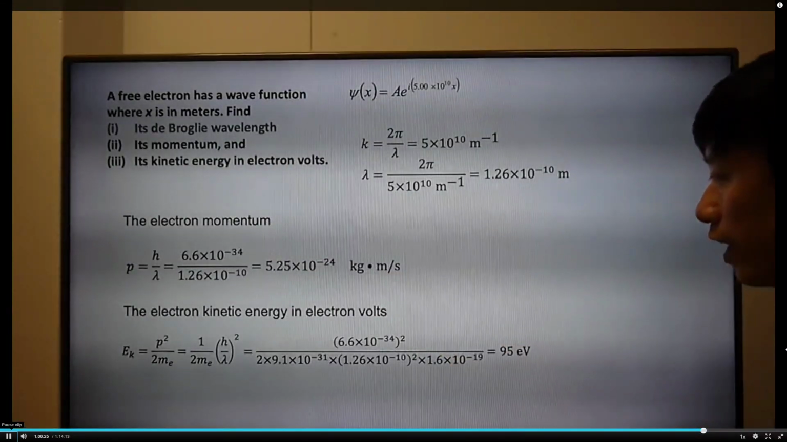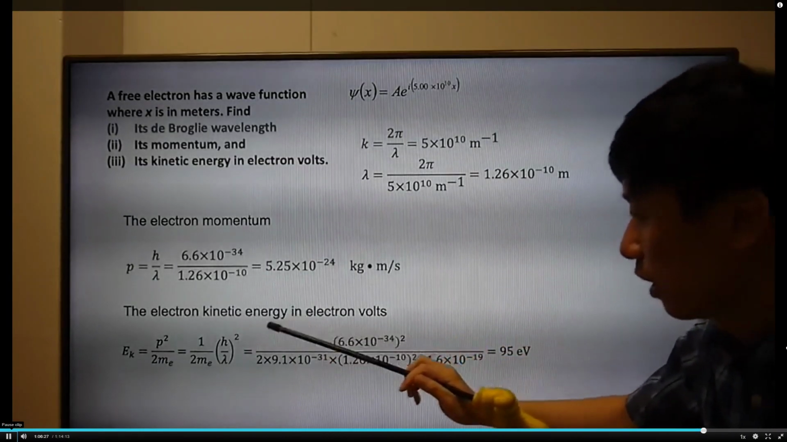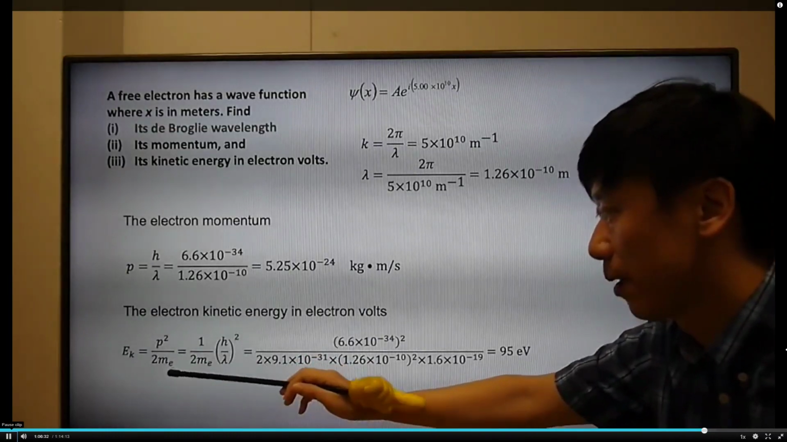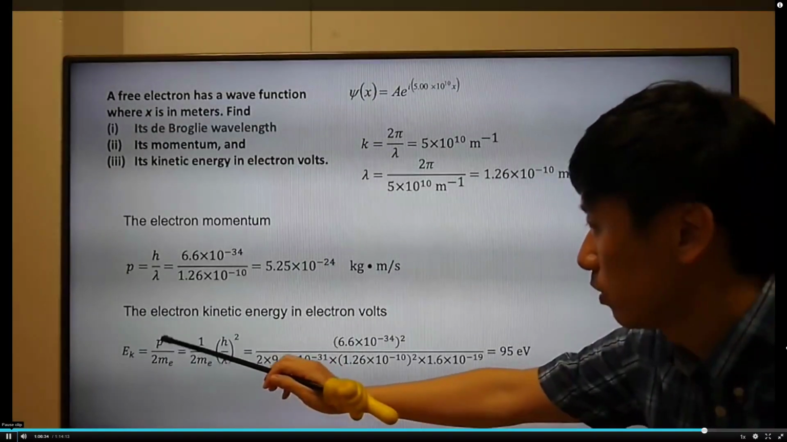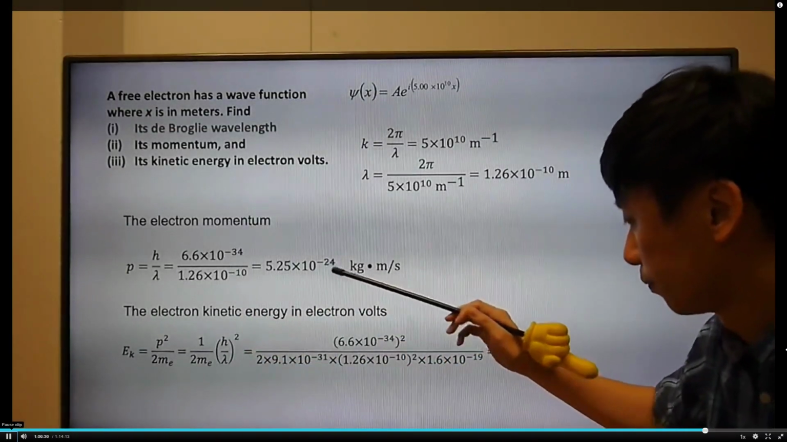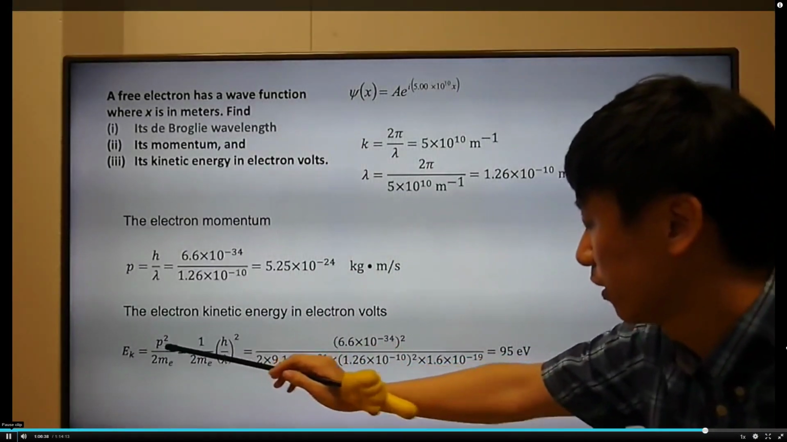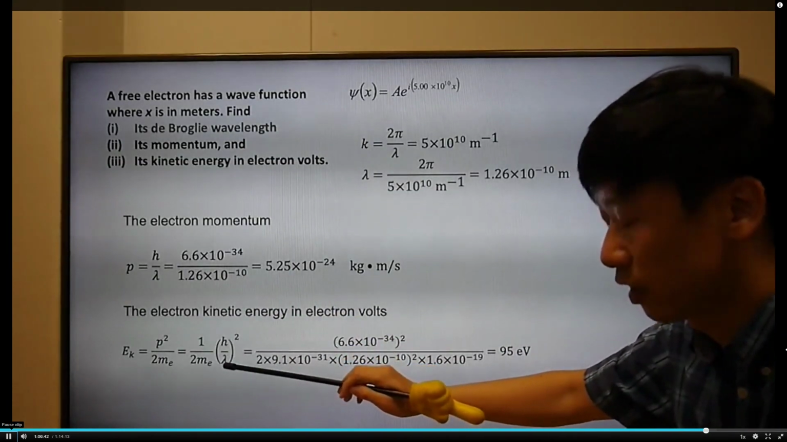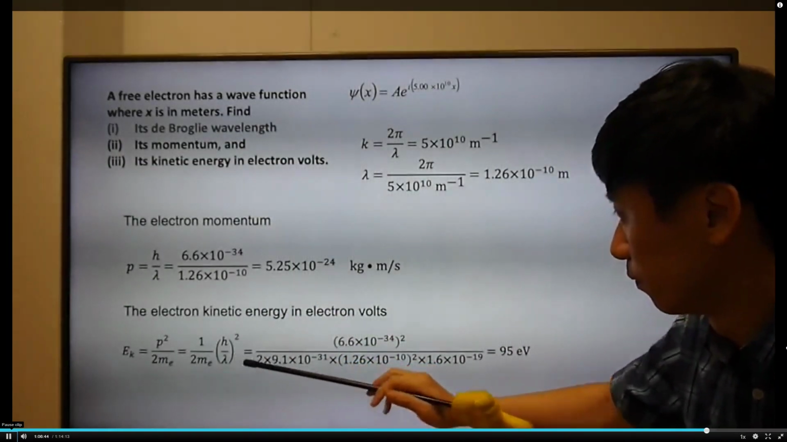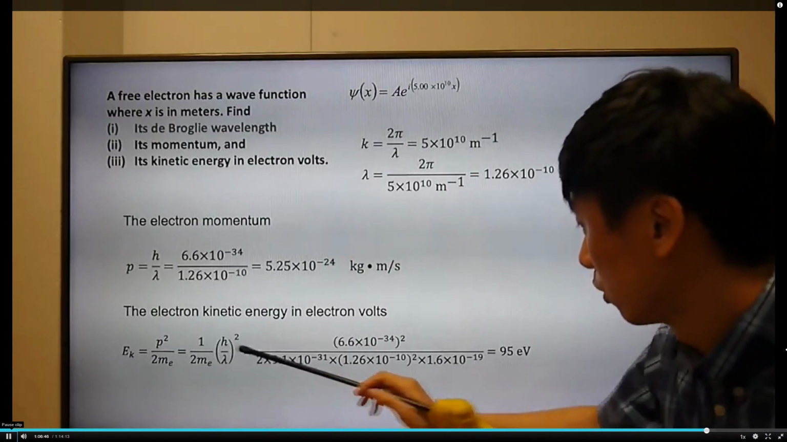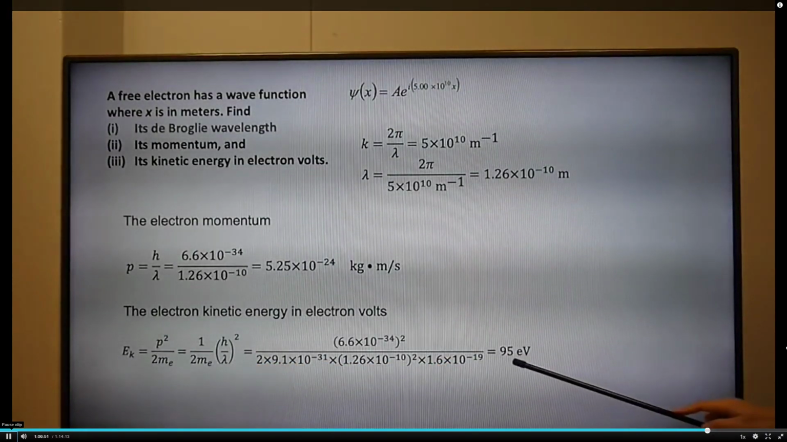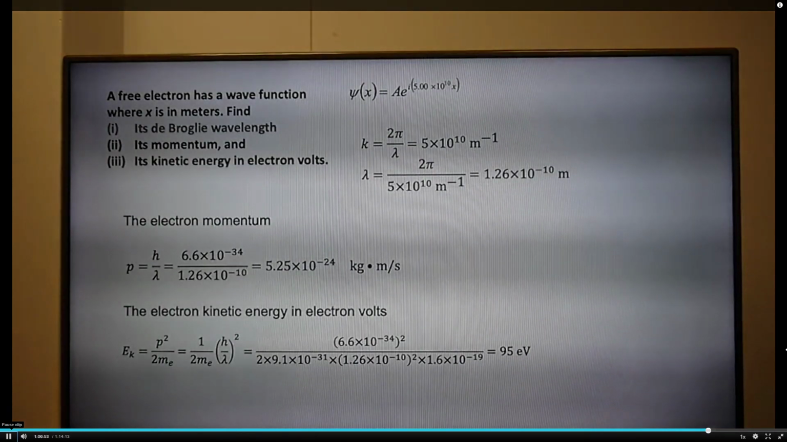Last one, kinetic energy. Kinetic energy is p squared over 2m, and p is here. Or you can use the Planck constant and the lambda as well. Then put in the numbers, and you can calculate the kinetic energy of the electron, 95 electron volts.